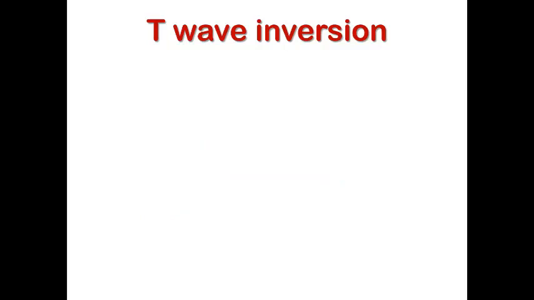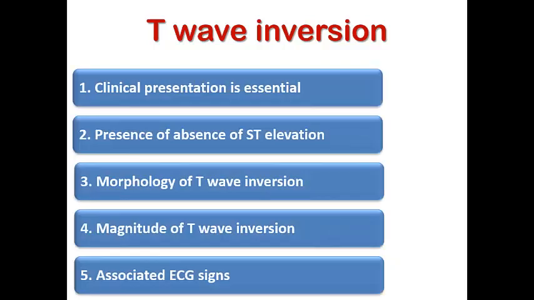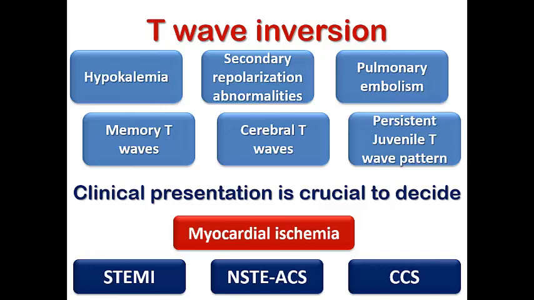So we have 5 points to check for T wave inversion: clinical presentation first, presence or absence of ST elevation, morphology, magnitude, and associated ECG signs. And so as a summary, these are the causes of T wave inversion, and the first thing to check is the clinical presentation to be able to differentiate.